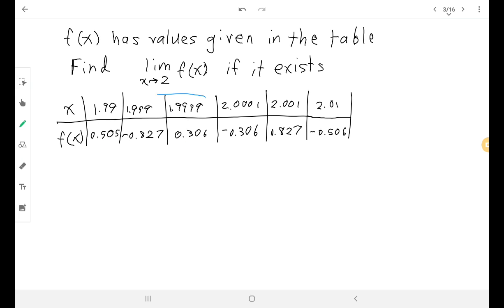Notice here we've got these three x values starting at 1.99 and approaching 2. These three values start here at 2.01 and get closer and closer to 2. So in the theoretical middle here is 2, and they don't bother with it because something weird happens at 2. It's undefined somehow.